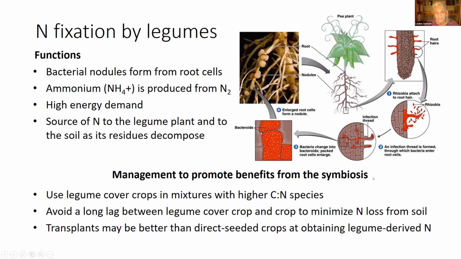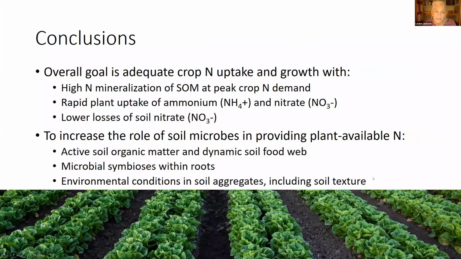Well, that's the end of my talk. I want to just step back and say a couple of conclusions. One is that the overall goal of all of this, I think, is to provide adequate crop nitrogen intake and growth in organic crops, with high mineralization of soil organic matter occurring at the time of peak crop nitrogen demand. And that then has to be matched to the time when the plant can reach its maximum uptake potential of ammonium and nitrate. And in turn, that can result ultimately in lower losses of soil nitrate and keeping the nitrogen in the system for as long as possible.